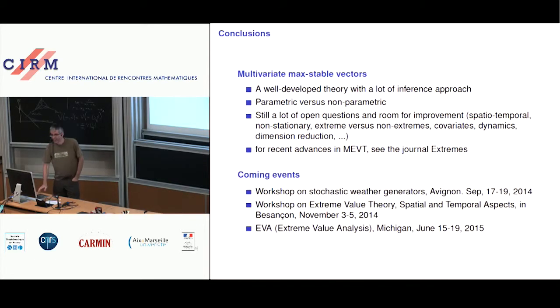Also, if you want to go to some conferences, if you want to learn maybe more about weather, climate, and statistics, and if you want to stay in France, you can go to Avignon, that's a nice place. Also, you can go to Besançon. The weather is not as good, but you will have more extremes. And if you're ready to take the airplane, you can go to Michigan next year. And there's a big conference on extreme value theory.